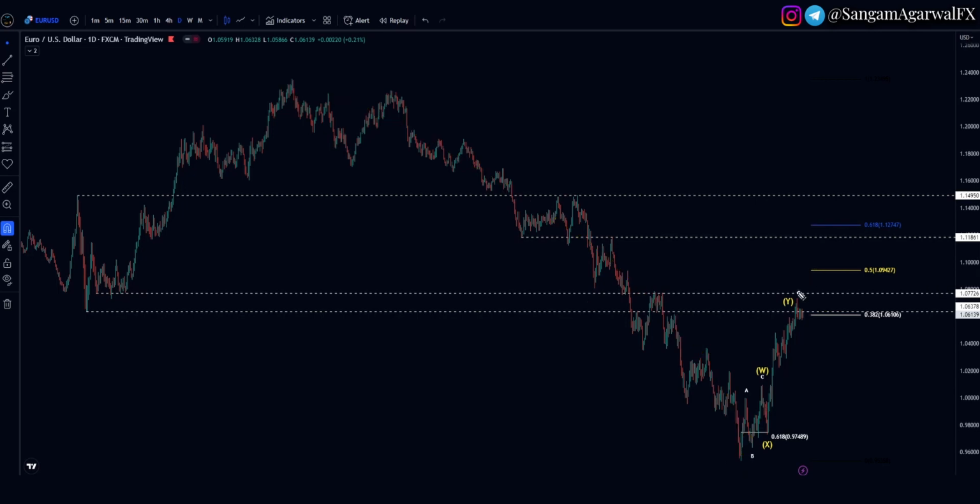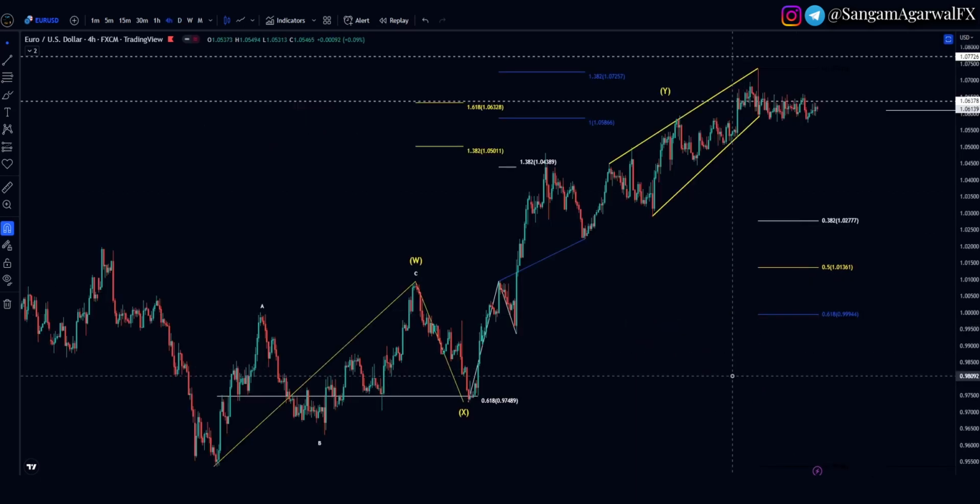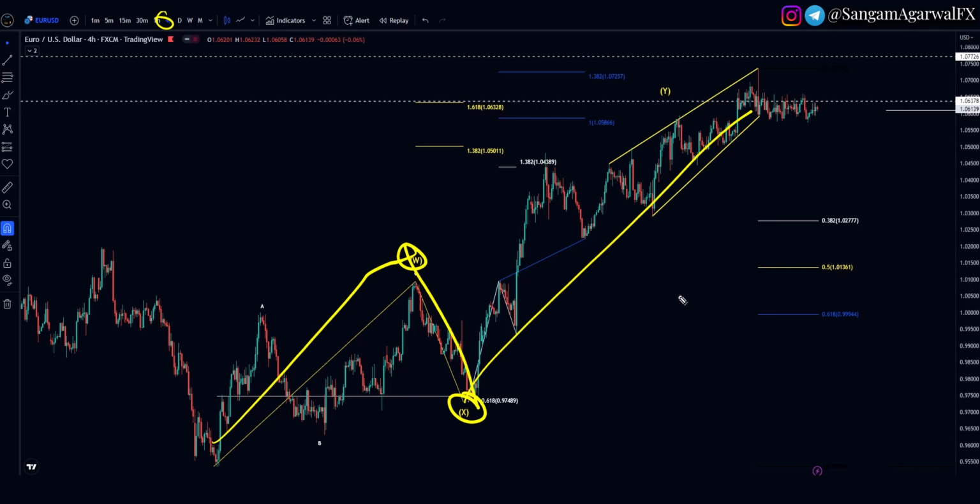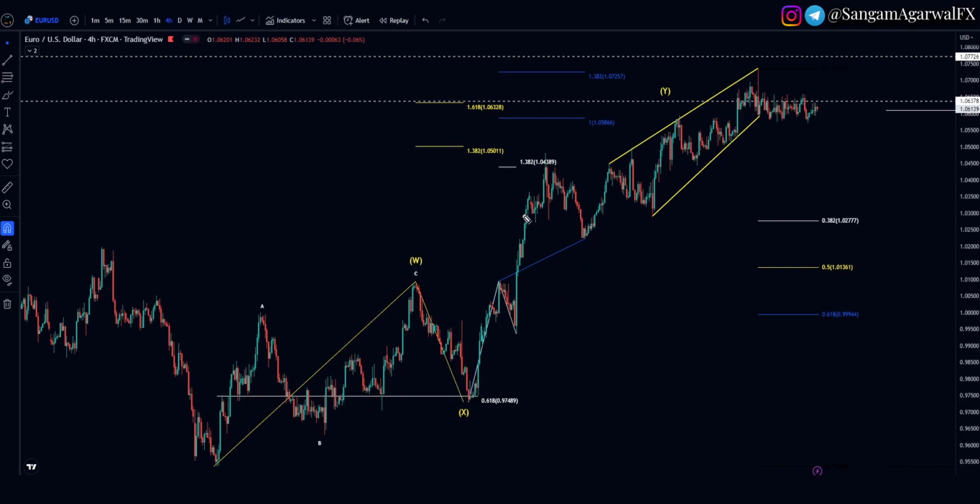So wait for a clear breakout both on weekly and daily time frame, and the first upside target will be your first resistance. And if we see the H4 time frame, then first wave W, then correction X. Right now we are in wave Y, and in the subwave of wave Y we can say 1 2 3 4, and this is your fifth wave. And this looks like an ending diagonal chart pattern, and it has been completed, and the lower trend line is also broken.